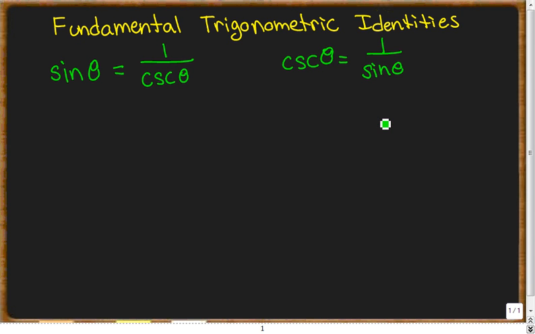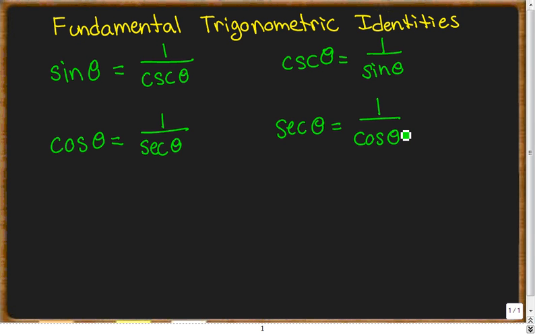Now our next one, the cosine of theta, that is the reciprocal function of secant. So cosine of theta is going to be equal to 1 over secant of theta. Then we have secant of theta is going to be the same as 1 over the cosine of theta.